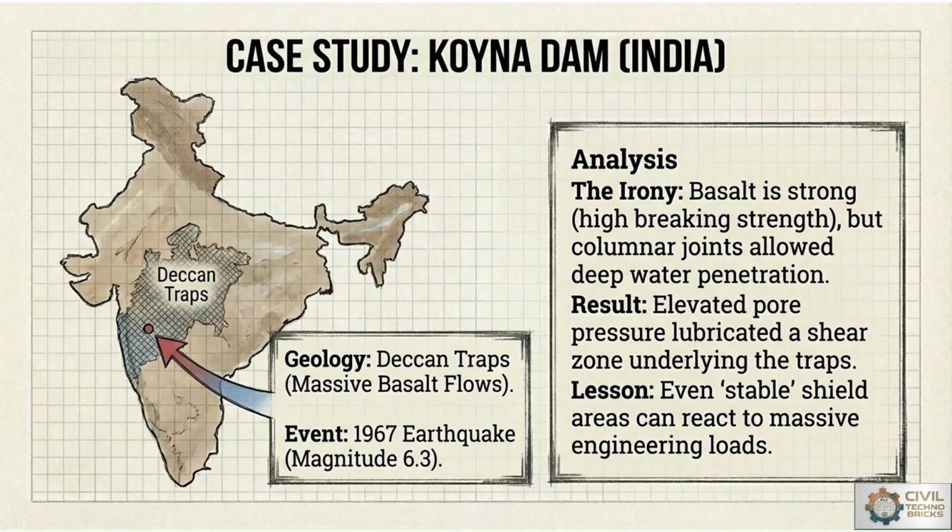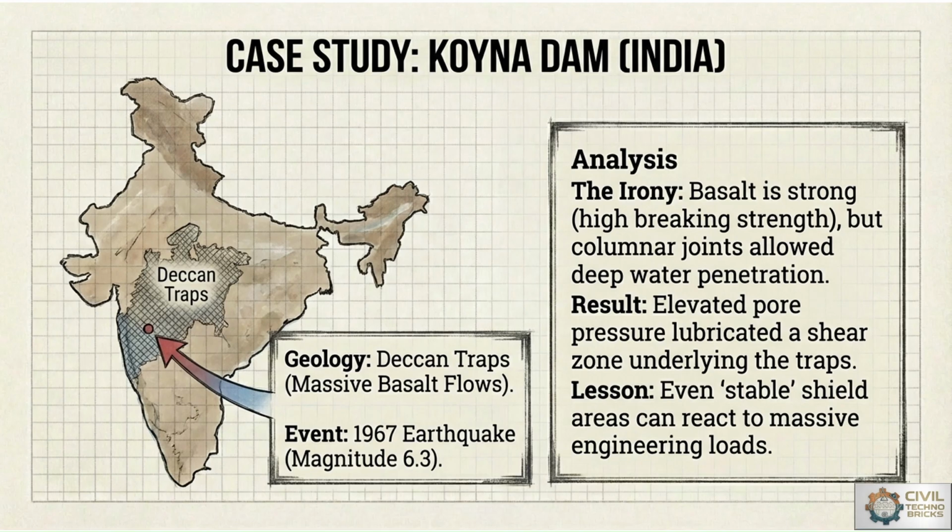Here the case study discussed is the most popular Koyna dam from India. The Koyna dam is one of the most important examples of reservoir induced seismicity in India. Geological conditions and deep fault systems contributed to earthquake activity after reservoir filling. The 1967 Koyna earthquake highlighted the importance of seismic investigations in dam projects. Engineers improved the monitoring systems, instrumentation and structural safety measures after that 1967 earthquake event. The case emphasizes the need for detailed geological and seismic assessment before dam construction.